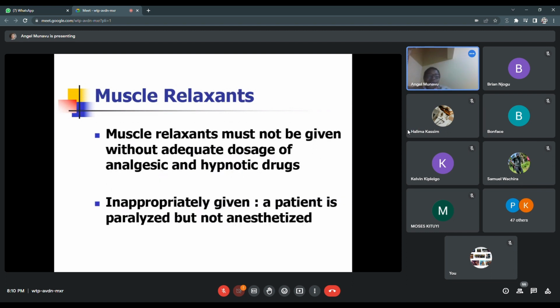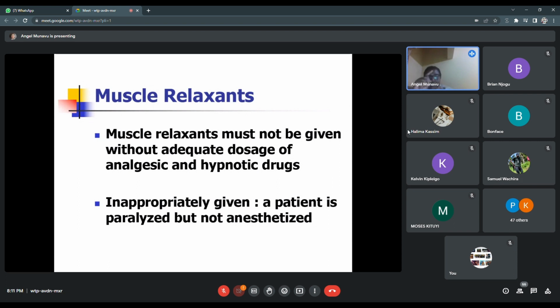So then it means I cannot give you muscle relaxants when you are awake. I have to make sure that you are adequately anesthetized, or adequately asleep or unconscious. And also, it's good to understand that when the patient's muscles are relaxed, it doesn't mean the patient is not feeling pain. These muscle relaxants block the motor function, not the sensory function.